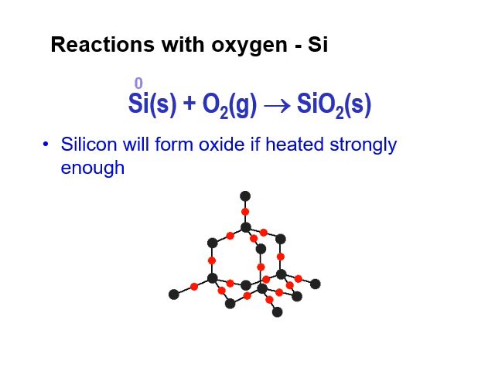Again, silicon, oxidation state 0, oxygen 0. Then silicon becomes +4 and oxygen -2. So the oxygen is reduced and the silicon is oxidized.